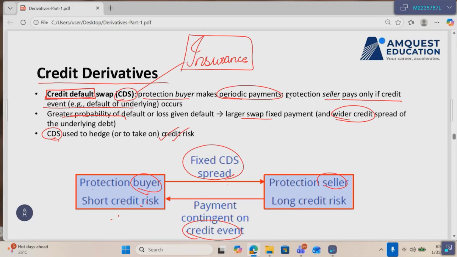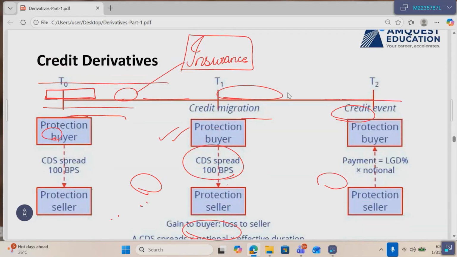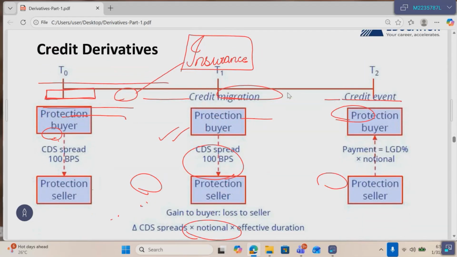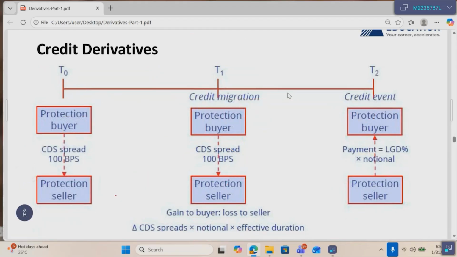All right. So that's what our credit derivatives CDS was. Look at the story it's going to show in terms of summary. Please learn this well. This is exactly what happened during the 2008 crisis. Today the protection buyer buys protection, with a CDS spread of 100 bps, from the seller. Now after one period, when the migration happens, the spread changes. The buyer will get payment if there is a migration of credit, and the seller will have to pay, right?